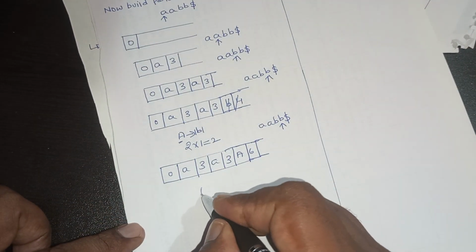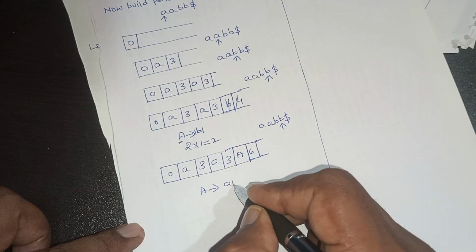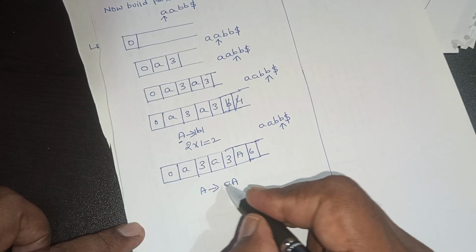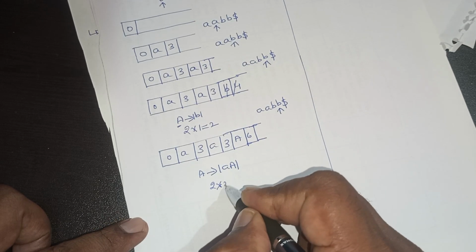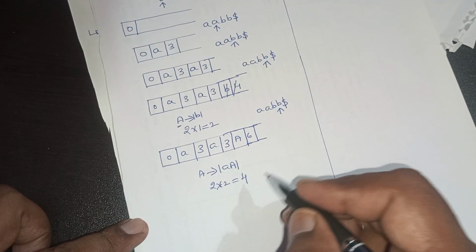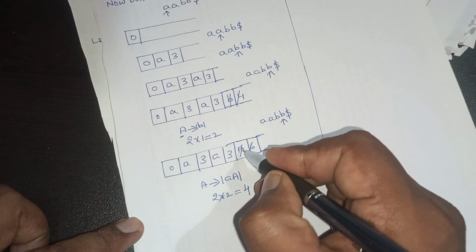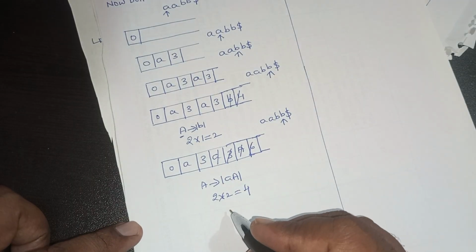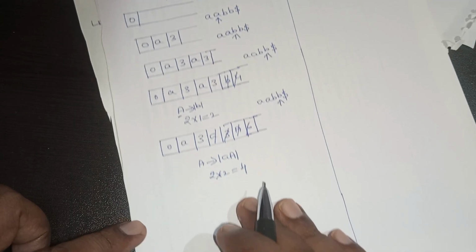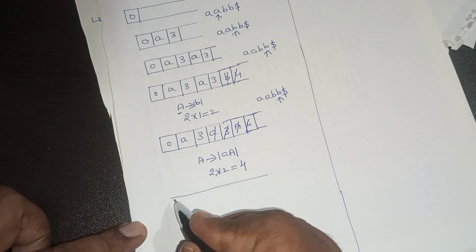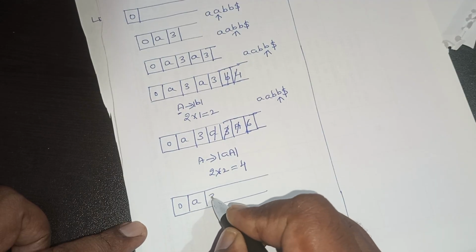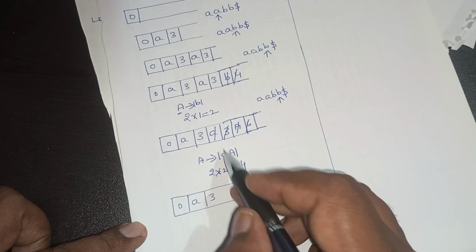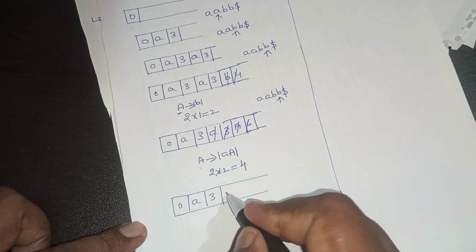Reduce. What is R2? A tends to AA. What I want to reduce? A tends to AA. You have to take length. Length equal to 2. 2 into 2, which is equal to 4 symbols I have to pop: 1, 2, 3, 4. Push A into the stack. The stack is 0 A3, so what I have to push is this A into the stack.